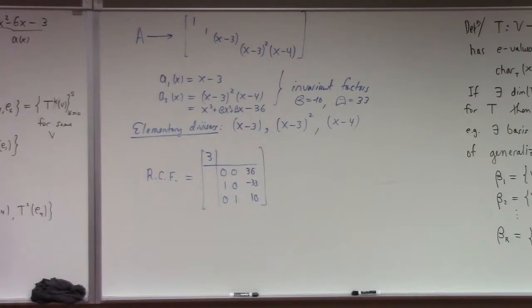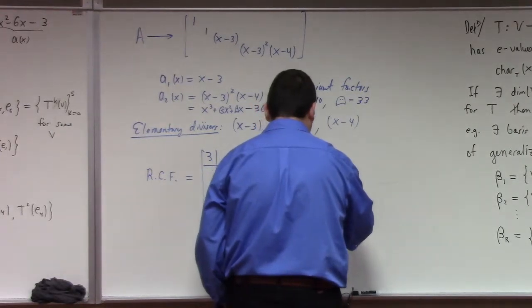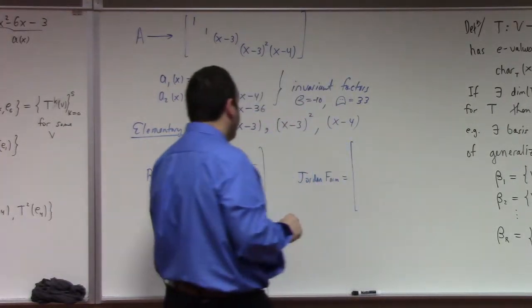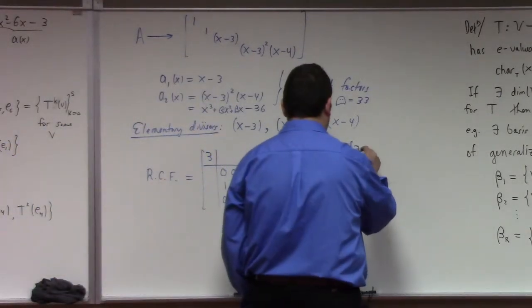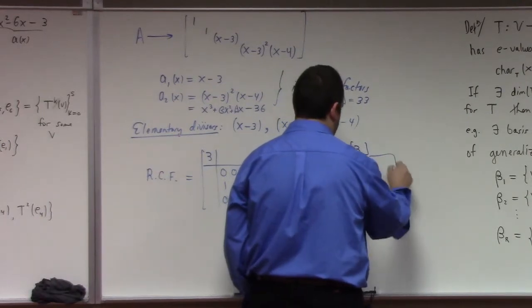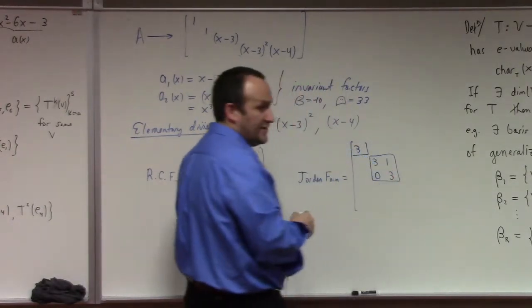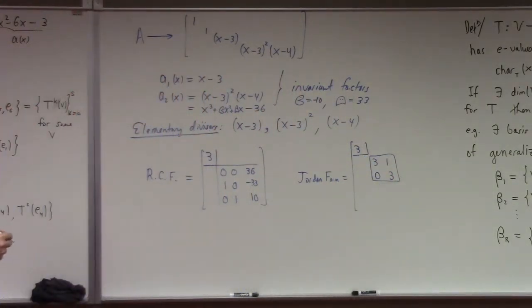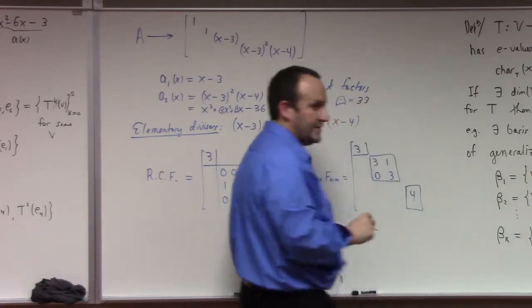What's the Jordan form for this matrix? Well, for the Jordan form, we put a Jordan block for each elementary divisor. The Jordan block for x minus 3 is just 3. The Jordan block for x minus 3 squared, after I get my basis in order, is 3, 1, 0, 3. The one's on the superdiagonal. And then there's also a 1 by 1 Jordan block for 4. Like that.